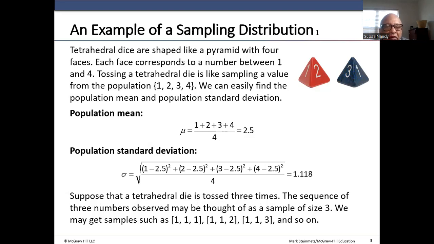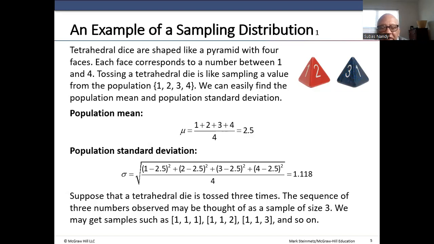We can find the population mean and population standard deviation. The mean is given by adding the 4 numbers and dividing by 4, which is 2.5. The population standard deviation is 1.118. Notice there are only 4 numbers, a very small number, but it's still a population, because there are only 4 sides to the tetrahedral die.